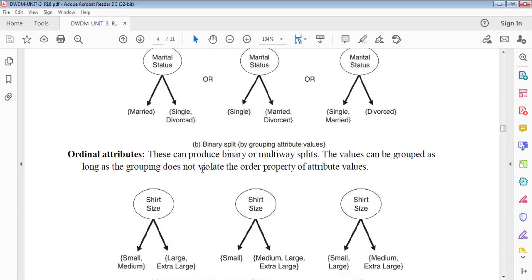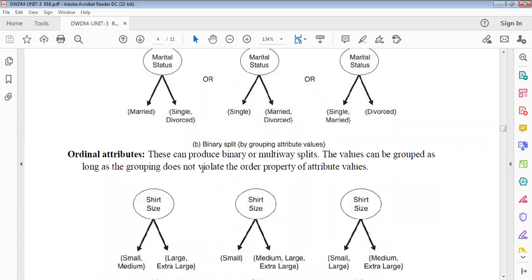So here, for multi-way splits, you have to represent it such that one value is considered true and the remaining two values are considered false. In a binary split, only one value is considered true or false. But in ordinal attributes, we can produce binary or multi-way splits.